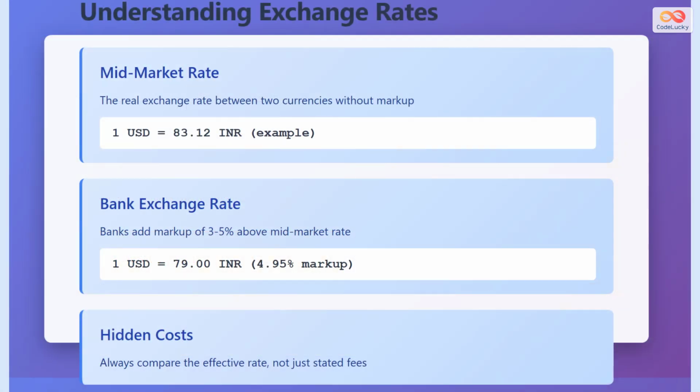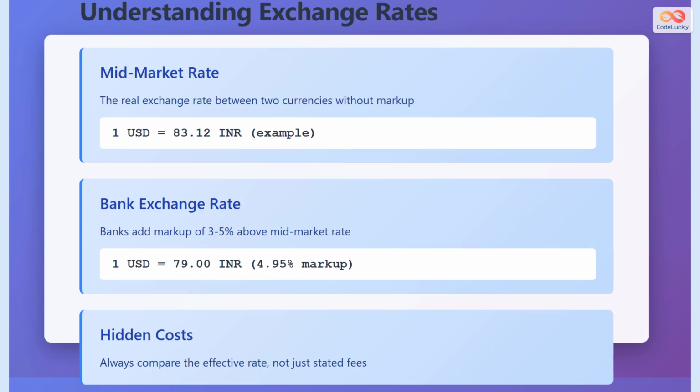Exchange rates are central to understanding international transfer costs, yet they're often misunderstood. The mid-market rate is the real exchange rate between two currencies, representing the midpoint between buying and selling prices in the global market. For example, if the mid-market rate shows $1 equals 83.12 Indian rupees, that's the true value without any markup. Banks typically add a markup of 3 to 5% above this rate. So instead of receiving 83.12 rupees per dollar, you might only receive 79 rupees, representing a 4.95% markup. This difference is a hidden cost that many people overlook when they focus only on transfer fees.